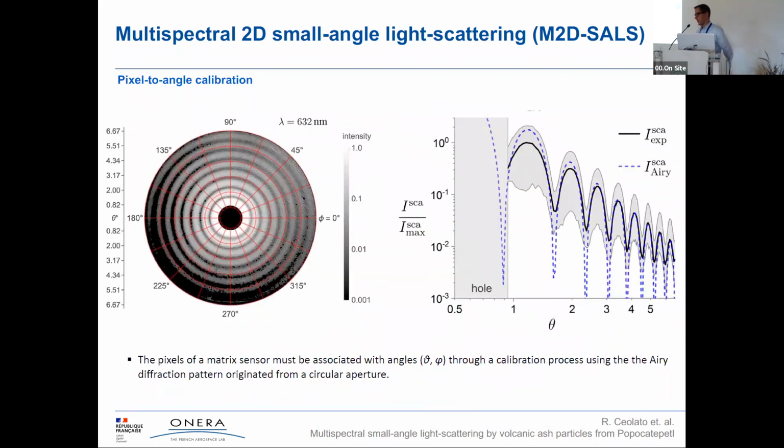So to calibrate our device, because we use a matrix of pixels, we need to have every pixel of the matrix have a correspondence to coordinate angles, theta and phi angles. So we use a spherical aperture, and we use the well-known Airy diffraction patterns to make this correspondence and to have a calibration method. This is working pretty well, and we can calibrate and correct different distortion that is induced by the optics.